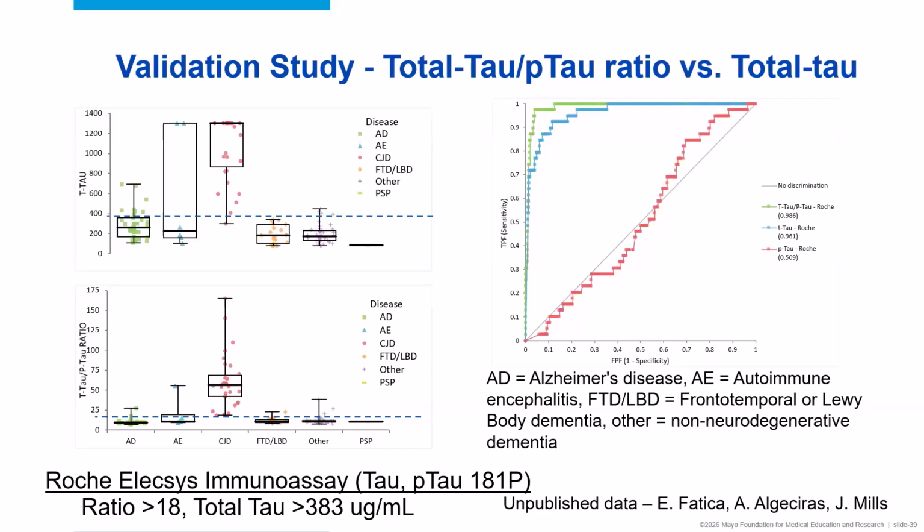We do an adjunct test in our panel, which is total tau to p-tau. I mentioned earlier there are studies showing that this generates very high sensitivity and specificity. So we performed an internal study. Based on our study, we set a tau to p-tau ratio of 18 as abnormal, and a total tau greater than 383 micrograms per ml as a positive result, indicating this would be consistent with prion disease, not specific for, but consistent with. And this is just how this test performs across various disease mimics.